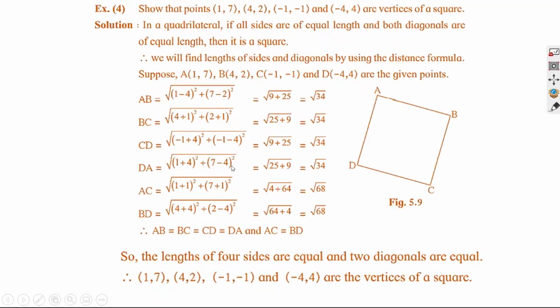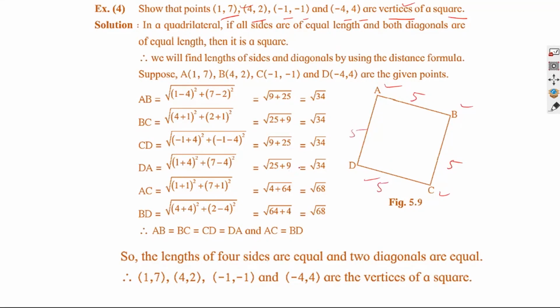Here is another question, an example. It is asked: show that the points 1, 7, 4, 2, minus 1 and 1, minus 1, minus 4 are vertices of a square. What is the use of the distance formula here? The work is like this: here also they have asked about the vertices of a square. So take the vertices of the square as A, B, C, D. If all their distances are equal to 5 units, then it is a square.